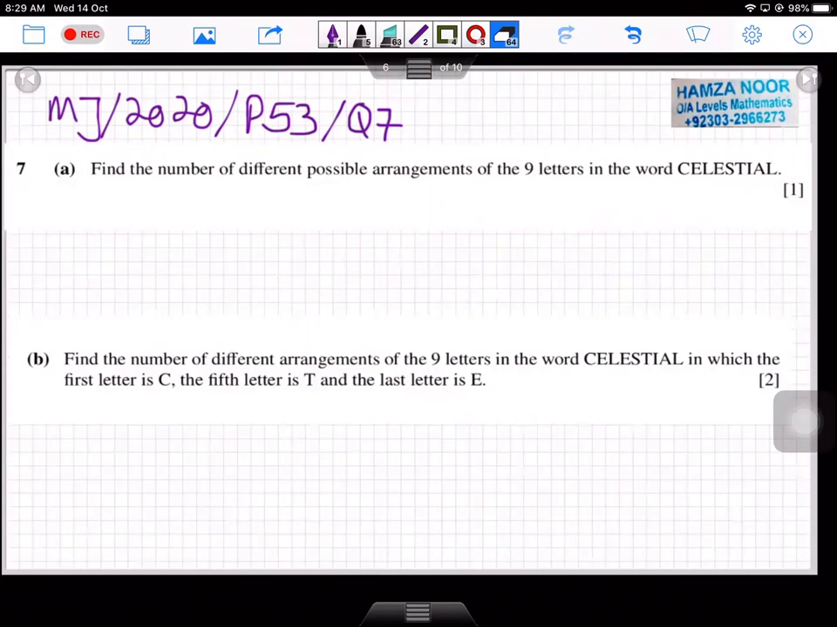Hello everyone, this is Hamza Noor and today I'm here with another video, A-Levels Maths S1, May June 2020, paper 5-3, question number 7, and the topic is permutations and combinations.